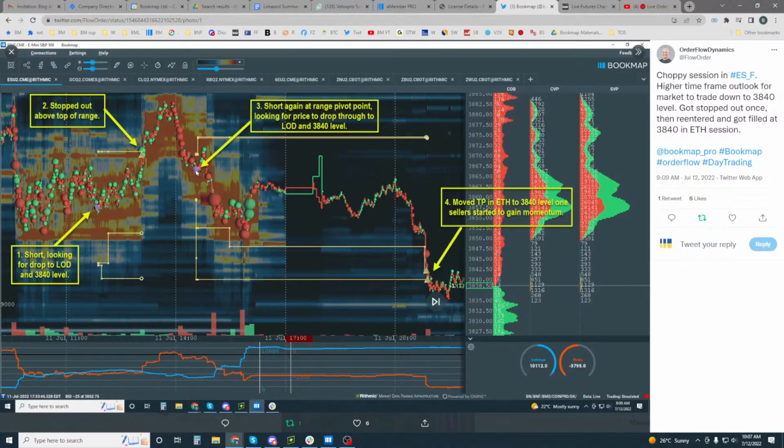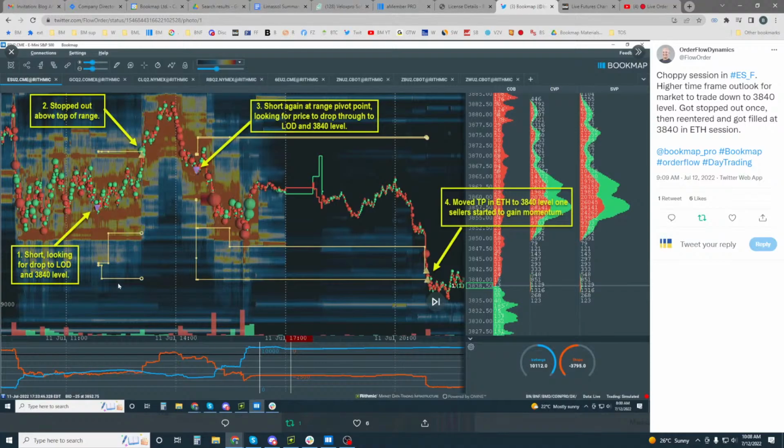Anyway, I'm looking for the push through. It immediately went against me. I had bracketed orders, so I moved my stop up here, then I moved my targets down here. I saw a lot of selling come in. At this point, it's like, okay, I'm going to move my targets down as well, and I want to see them trade through the 38.50 and below, and then I also had the target down here at the 38.40.